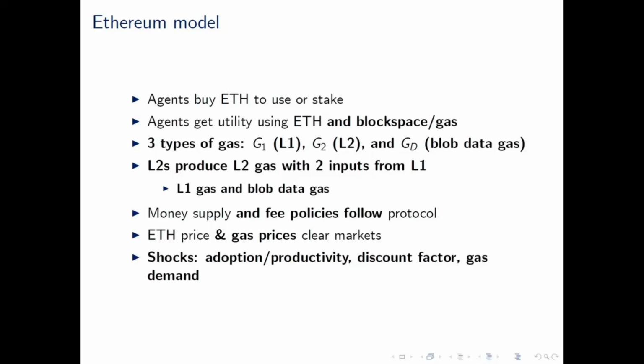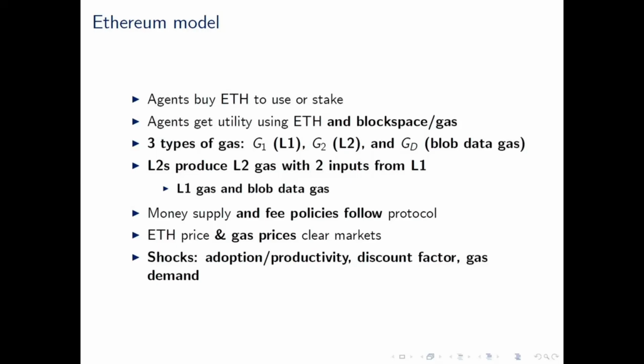So let's go back. There's three types of block space here. That's a level of differentiation they have: the L1 block space, the L2, and the blob data. We talked about this this morning. The way I think about the L2, it uses as input the L1 block space and the blob, and then it produces its own block space, with decreasing returns to scale, so they're going to make some profit. The money supply moves in the way the fee policies are specified, so that's going to be included.